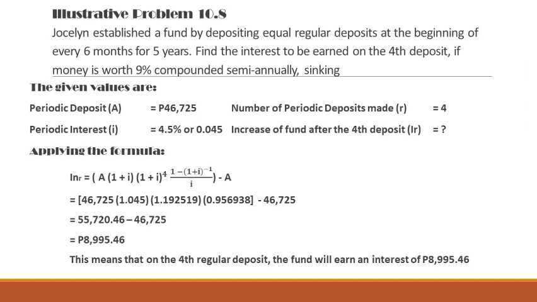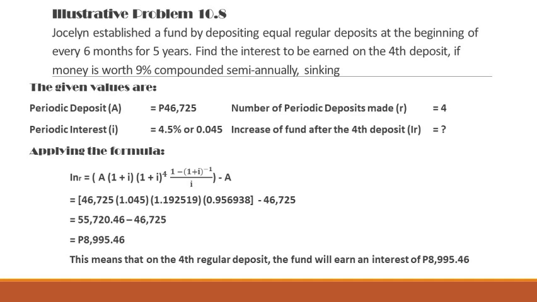Illustrative problem 10.8. Jocelyn established a fund by depositing equal regular deposits at the beginning of every 6 months for 5 years. Find the interest to be earned on the fourth deposit if the money is worth 9% compounded semi-annually sinking. The given values are the periodic deposit A, which is 46,725 pesos, periodic interest i, which is 4.5%, number of periodic deposits made R, which is 4, and increase of fund after the fourth deposit IR.